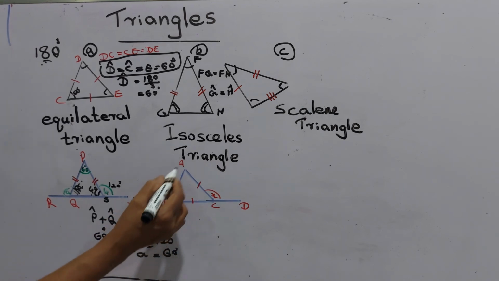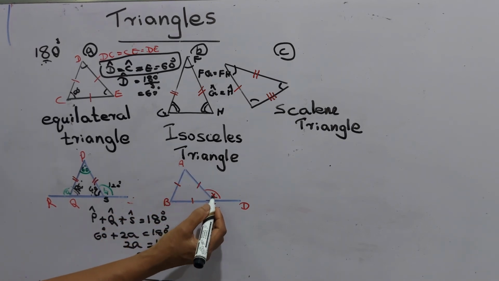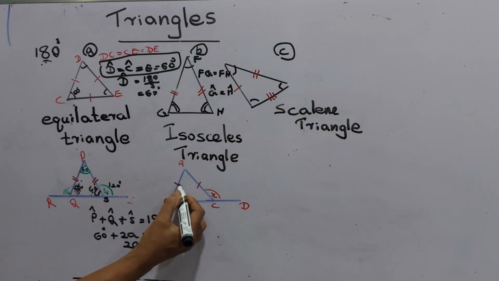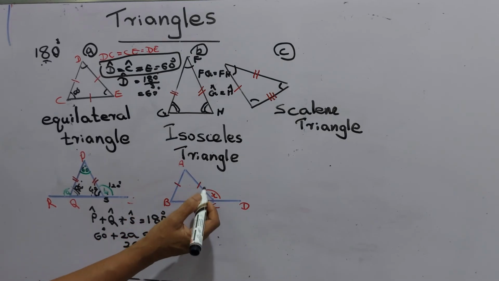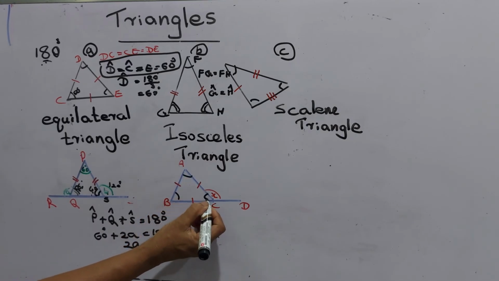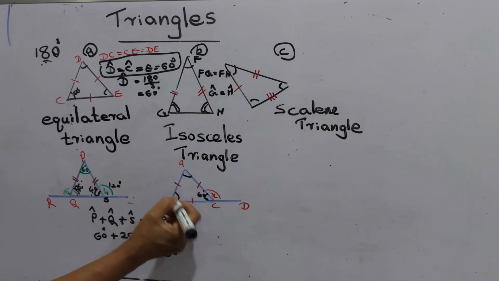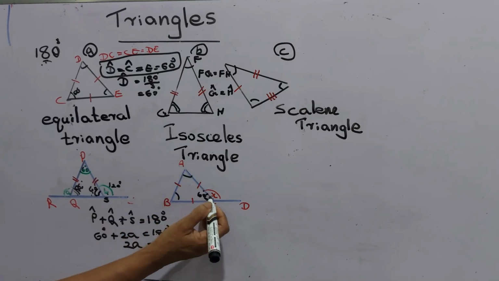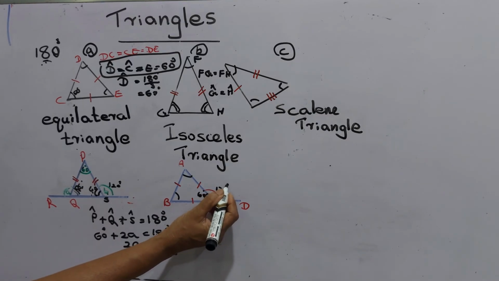Here we can find the value of angle X. This triangle is an equilateral triangle. In an equilateral triangle, all the angles are equal. That means we already know one angle is 60 degrees. Then we can find the value of X, that is 120 degrees.